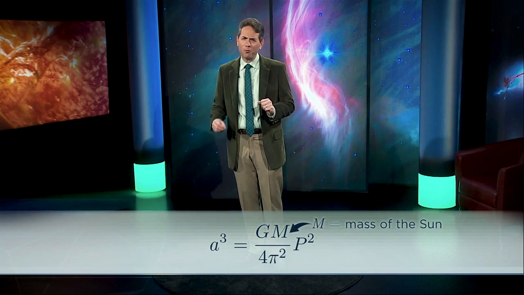But now it's time for me to fess up. When we discussed Kepler's laws, I told a little white lie. I said the Sun sits at one of the focuses of an elliptical orbit. That's not exactly true. The Sun moves too, just a little bit.